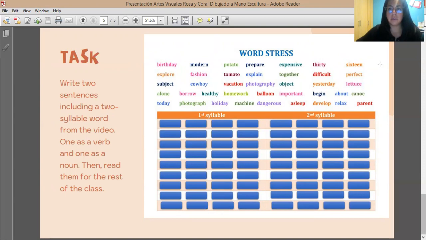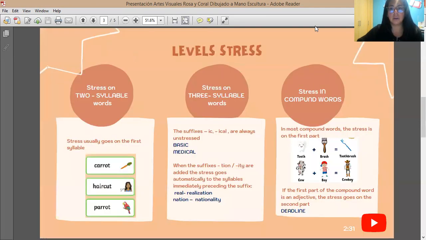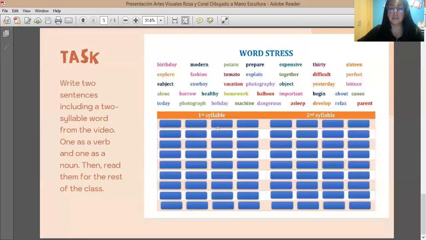And here we have another activity of word stress. So we have a lot of words, and we have to place the words if they have the stress on the first syllable or the second syllable. So to do this exercise, you actually have to look again at all of the rules that we learned in the lesson. And that is it because of the time.